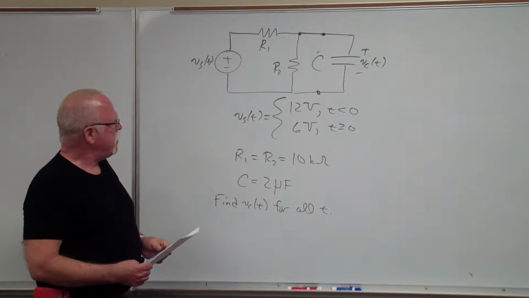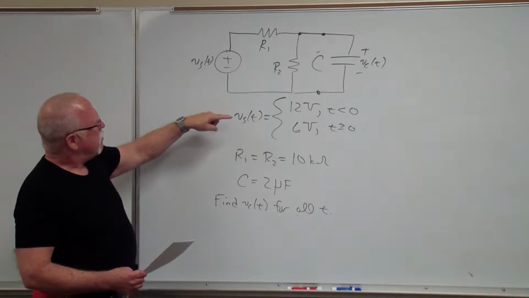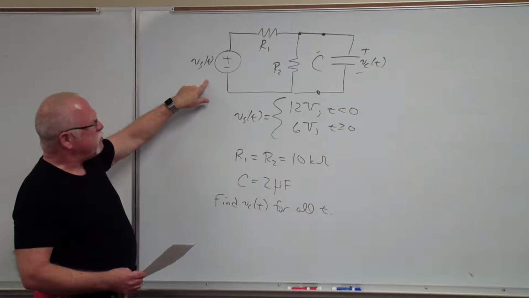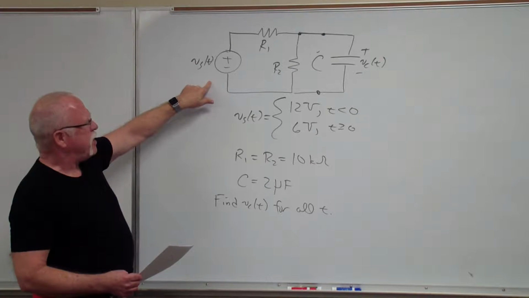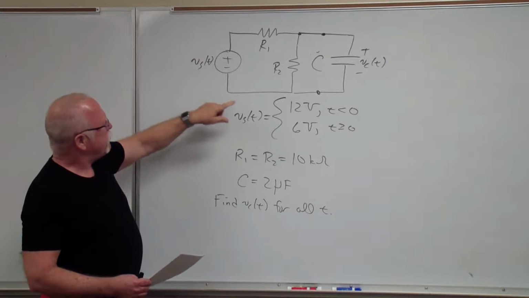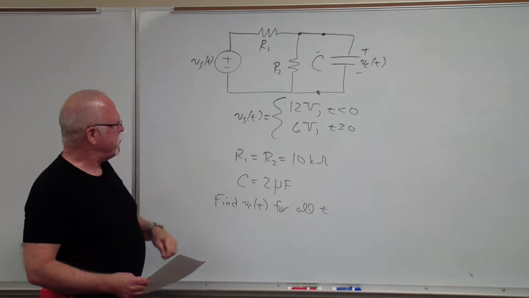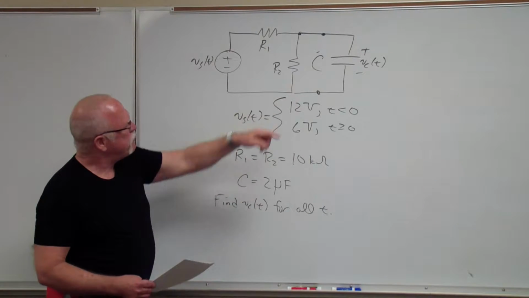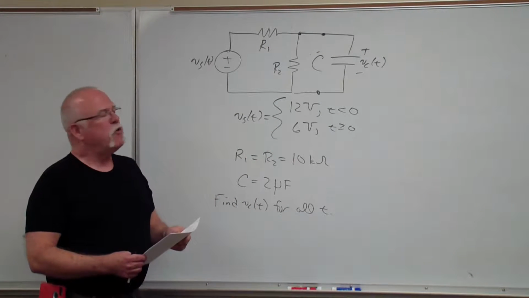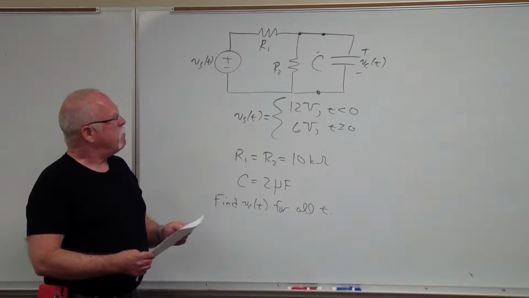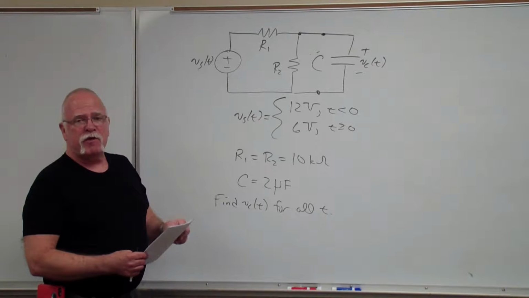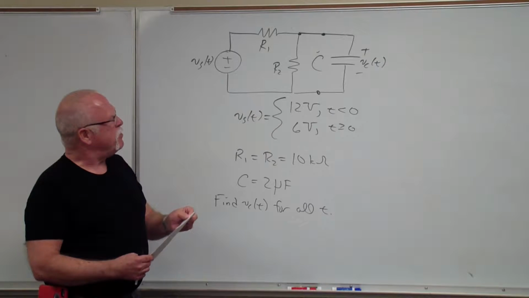There's several ways you can think about this problem. The voltage source is piecewise constant: it's 12 volts for negative time, and then it's 6 volts for t greater than or equal to 0. 10 k ohm resistors, 2 microfarad capacitor. We want to find the capacitor voltage for all times. So we're going to do this using Laplace, because that's the topic of the unit.